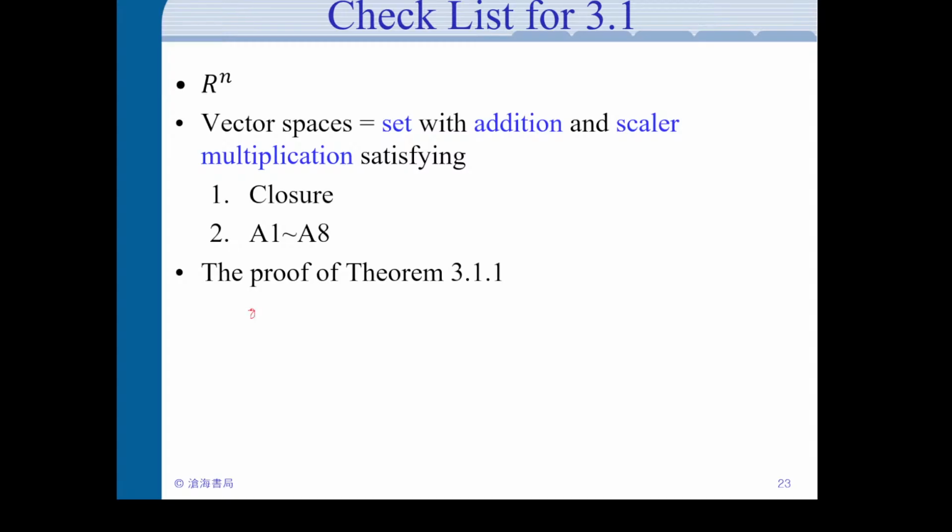We have the uniqueness of the zero vector, and we have 0 times anything equals the 0 vector, and we have the uniqueness of the minus vector, and we have minus 1 times any vector equals the minus vector. I think we can stop here.